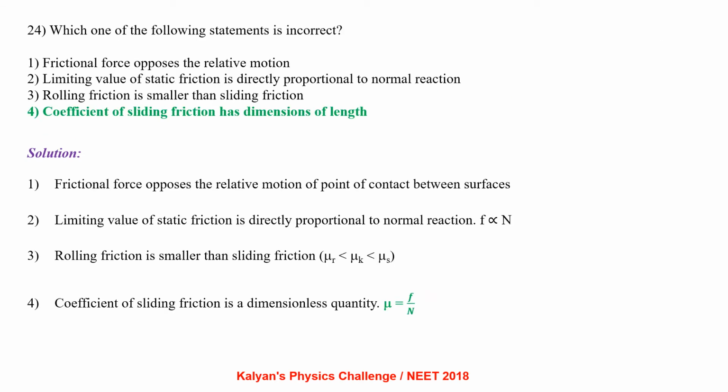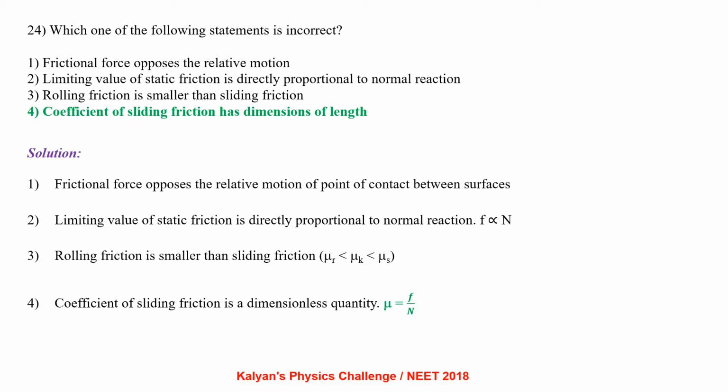Which one of the following statements is incorrect? Frictional force opposes the relative motion. Limiting value of static friction is directly proportional to normal reaction. Rolling friction is smaller than sliding friction. Coefficient of sliding friction has dimensions of length.